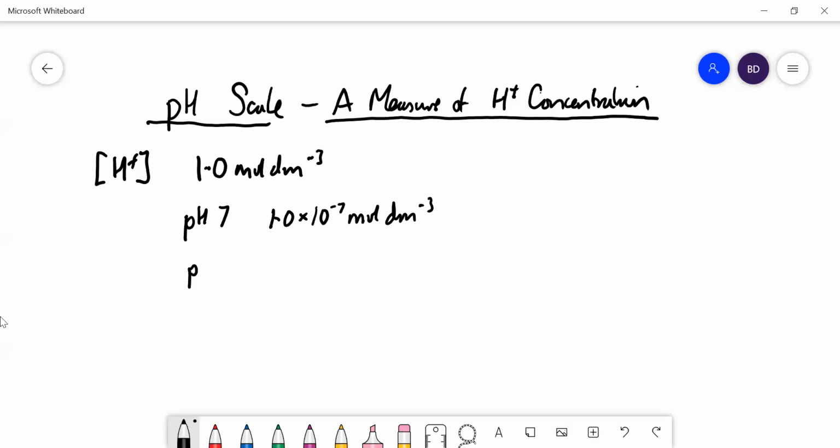At pH 14, which is a very alkaline solution, the concentration of hydrogen ions, there's still some there, but it's very, very low. It's 1.0 times 10 to the minus 14 moles per decimeter cubed.